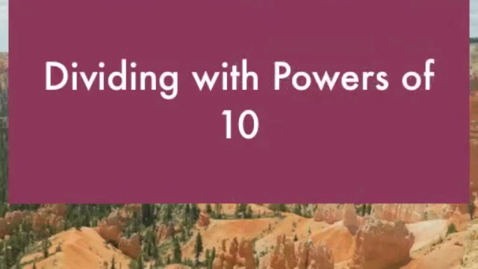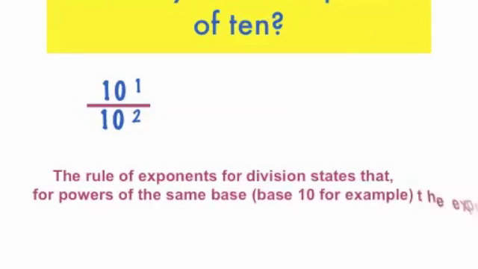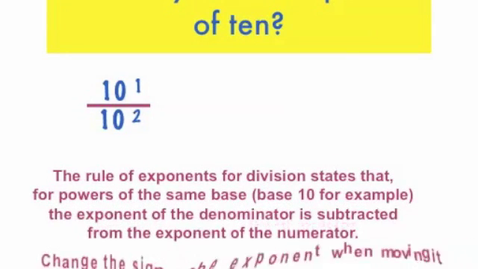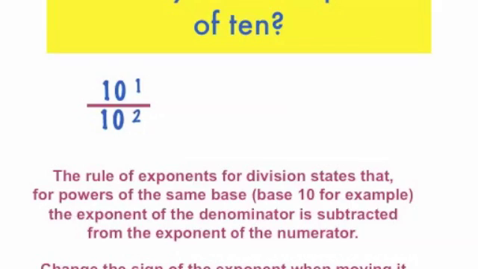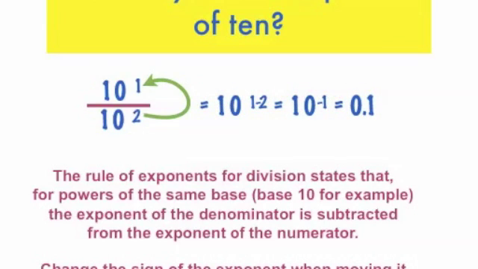Dividing with powers of 10. How do we divide by powers of 10? The rule of exponents for division states that for powers of the same base, 10 for example, you can have base 10, base 2, or base 3, but as long as the base is the same, you can do this. The exponent of the denominator, which is the number on the bottom, is subtracted from the exponent of the numerator. Change the sign of the exponent when moving it from the denominator to the numerator. So in this case, we subtract 2 from 1. So this equals 0.1.